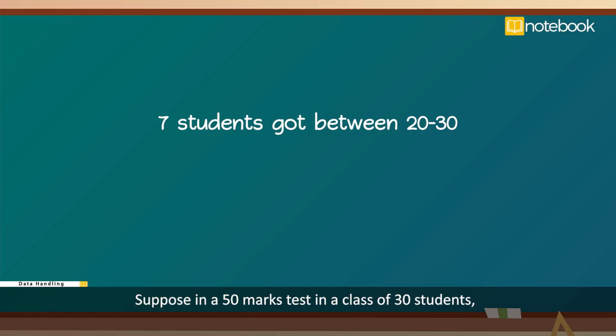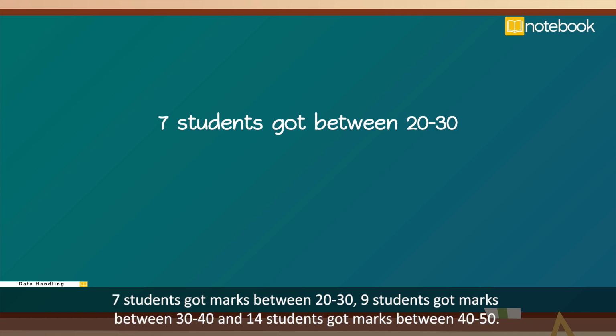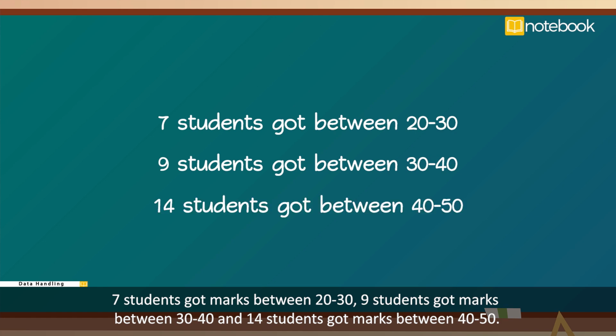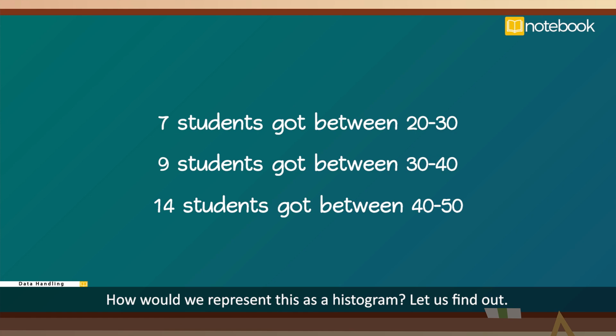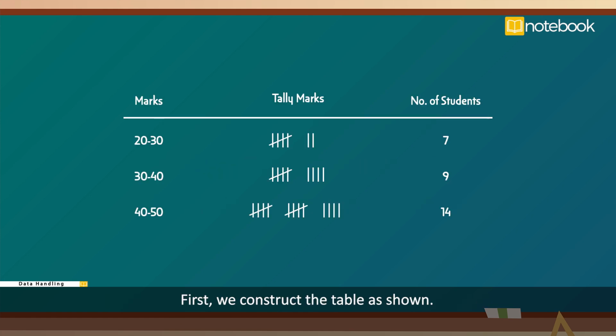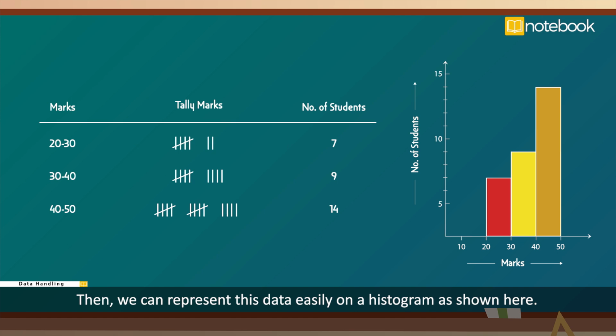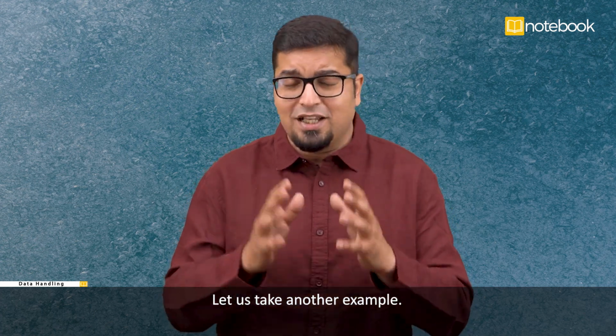Suppose in a 50 marks test, in a class of 30 students, 7 students got marks between 20 to 30, 9 students got marks between 30 to 40, and 14 students got marks between 40 to 50. How would we represent this as a histogram? Let us find out. First, we construct the table as shown. Then, we can represent this data easily on a histogram as shown here. Let us take another example.